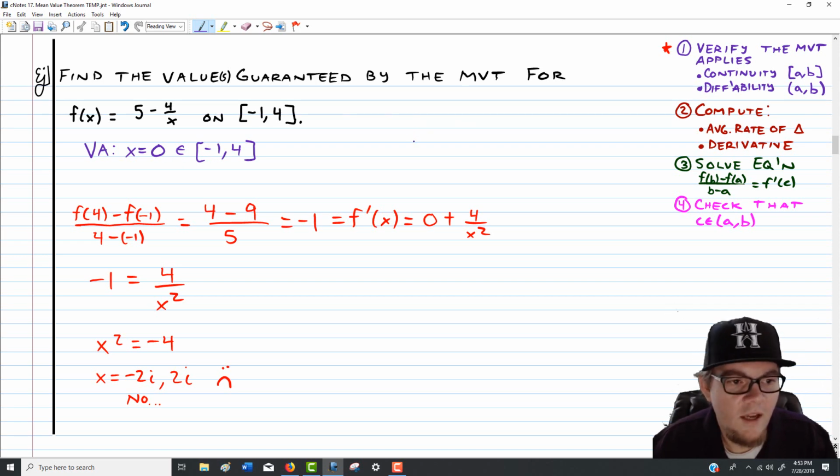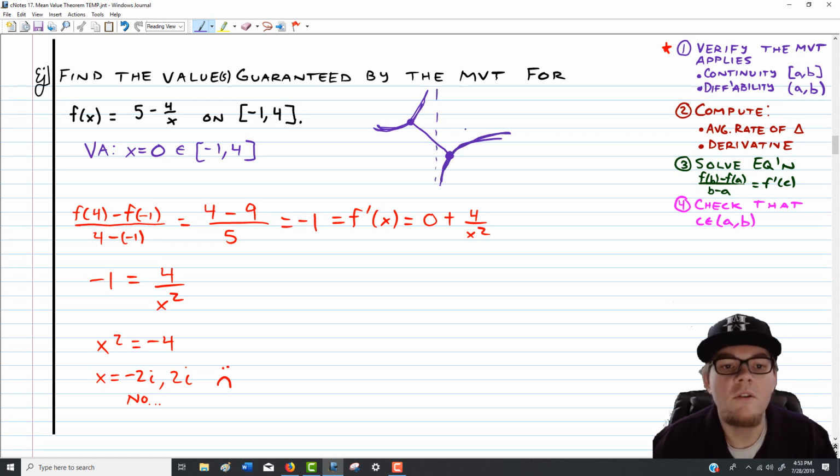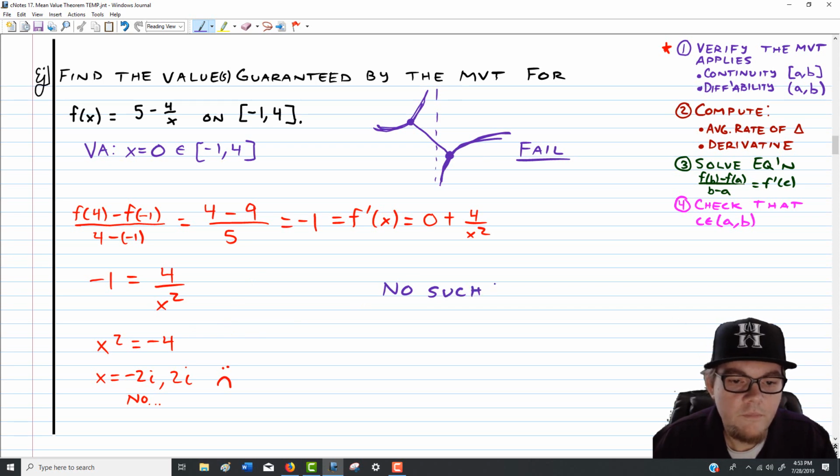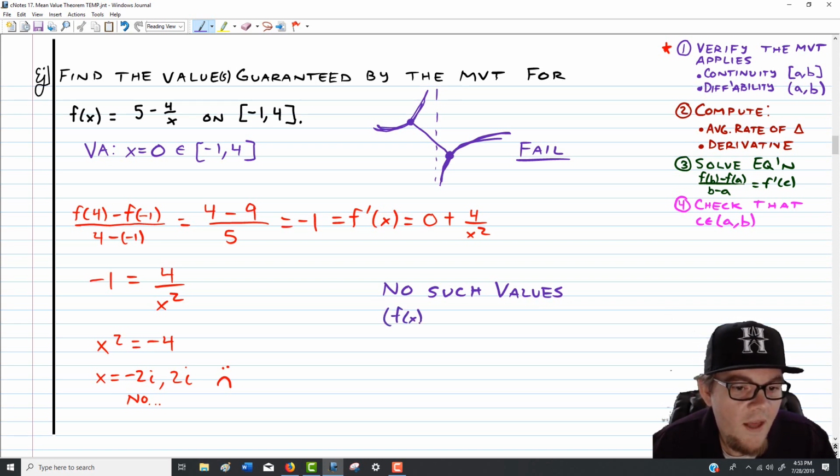What seems to be happening here is our average rate of change is negative, meaning that our function probably looks something a little bit like this. So our secant line would look something like that. But then if we try to find a place in the middle where the secant line matches, we never would. Notice this function has positive slope everywhere, and also has positive slope right here on the other side of the vertical asymptote. So we can see that this method actually fails. The moral of the story here is that there are no such values. And again, we don't actually have to try to solve it, because even if we'd found a value, it wouldn't have been guaranteed by the mean value theorem. There are no such values here because f of x is discontinuous, or let's just say is not continuous.